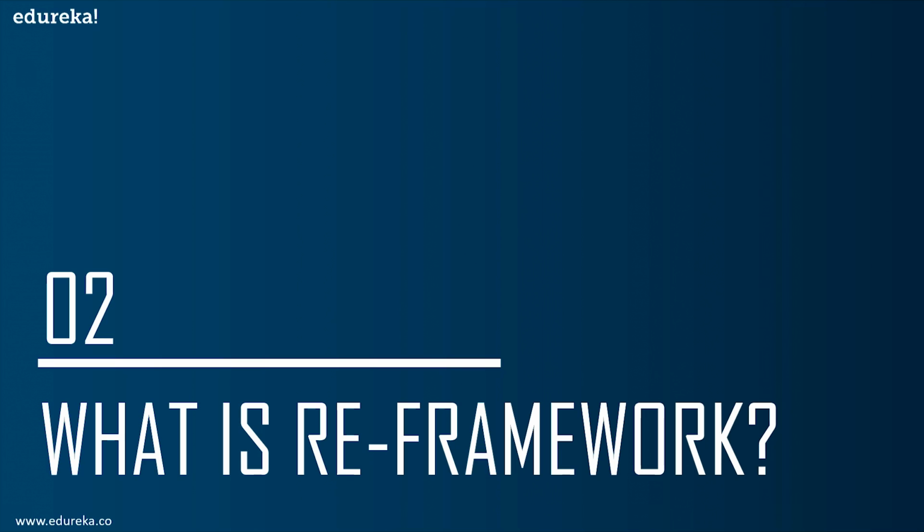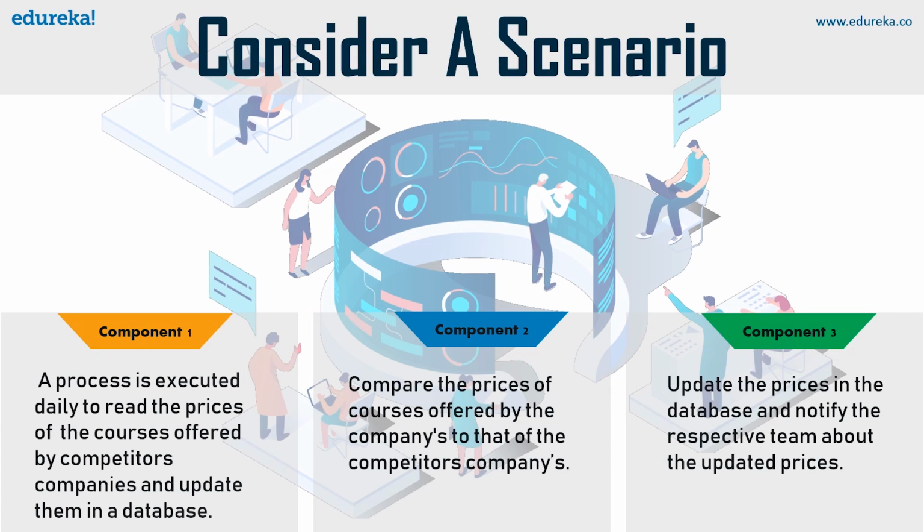A collection of relatable business transactions forms a business process component, and a business component is a part of the complete business process that you're working on. To explain further, I've considered the scenario that you can see on my screen. Our scenario is to update the prices of the courses of the competitors' companies into our database so that we can compare and understand the market values of each and every course in our companies, right? The business process that I've considered will have 3 components.